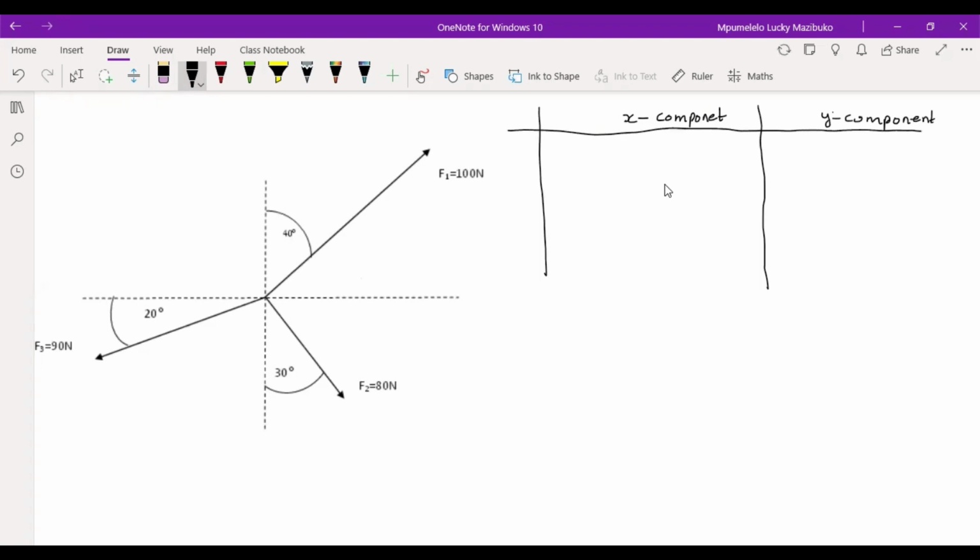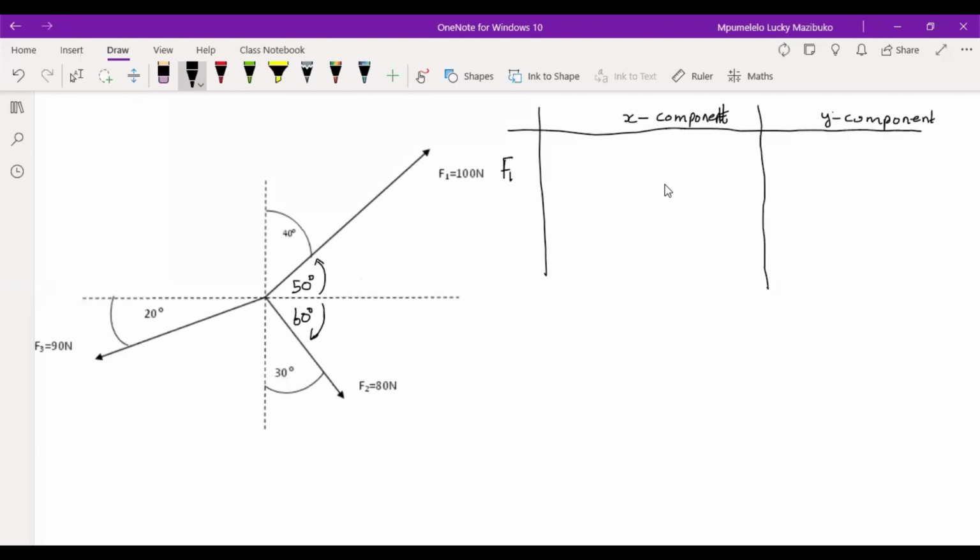Let's deal with F1. We are looking for the X component of F1. Now, remember, they gave us the angle to the vertical. If you want to maintain cos as your X component, then you can use 50 degrees for F1. And then for F2, you can use 60 degrees so that cos will always be for the horizontal component.